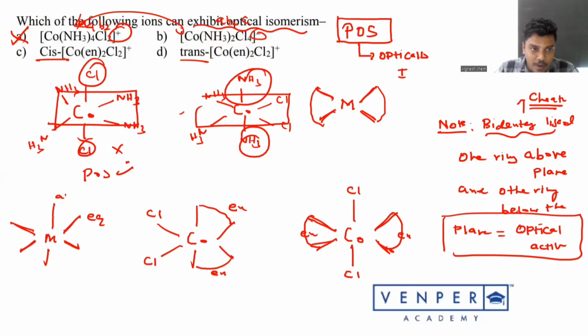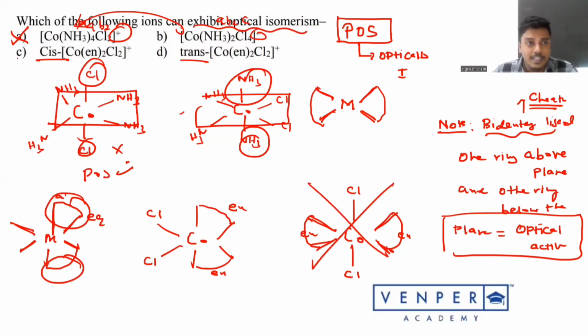Now one ring is formed by axial and equatorial, this is above and this is below the plane. Whenever ring formation takes place above the plane and below the plane, it is optically active. Therefore, in the trans isomer these two rings are formed in the same plane. Therefore, the trans isomer is optically inactive and the cis isomer is optically active. Option C is correct. This is a very important concept from the NEET exam point of view.